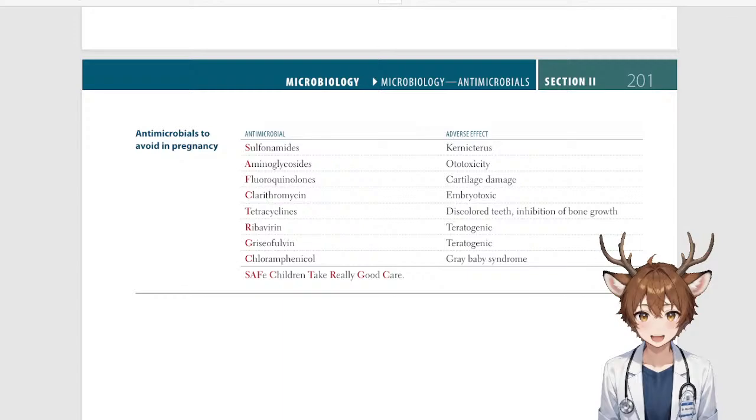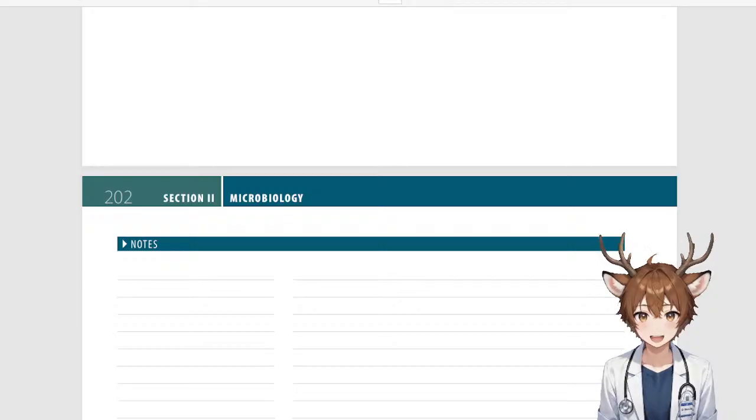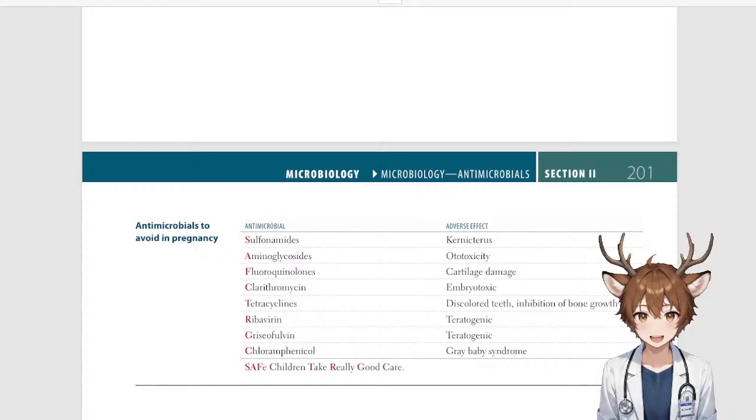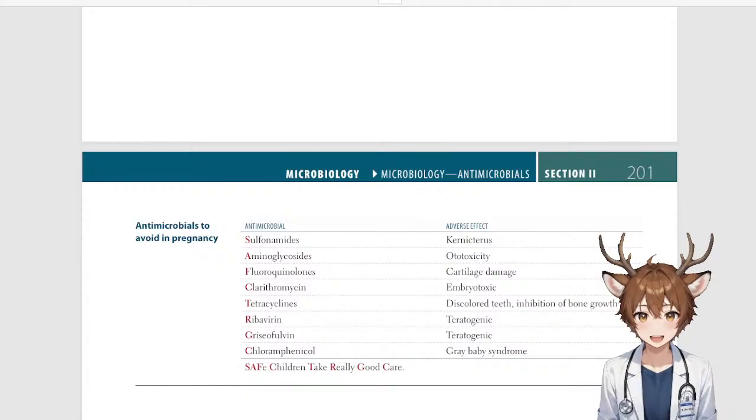Anyway, that was the last page, page 199, and that concludes our chapter for today. We are now done with the last section, section 7, for the microbiology chapter. Again, this is the microbiology chapter from the First Aid for the USMLE Step 1 textbook, 2025 edition, on my PDF that I'm showing you here.